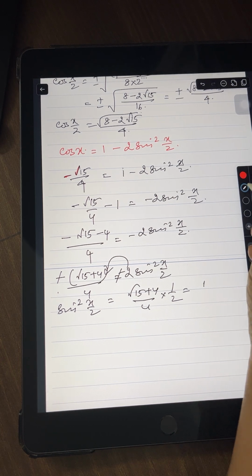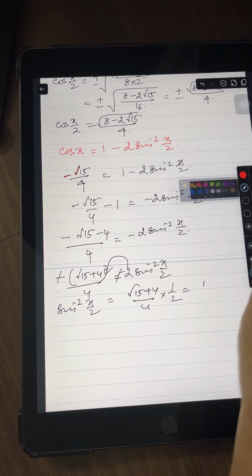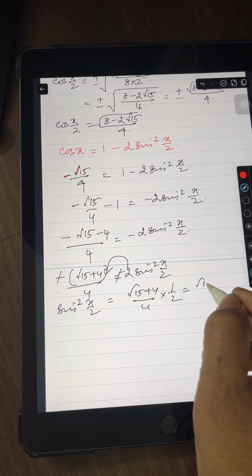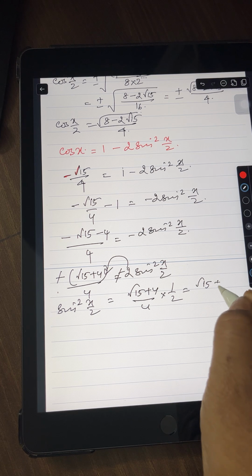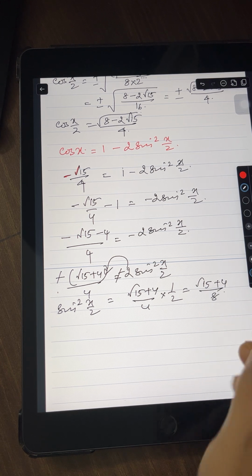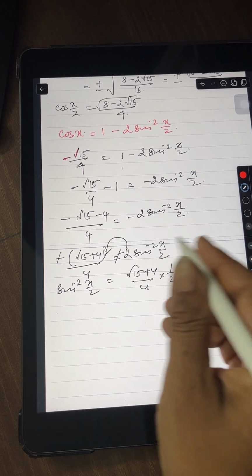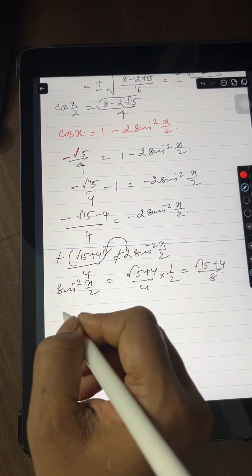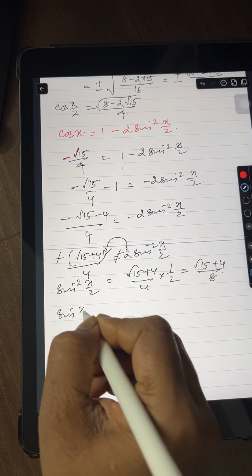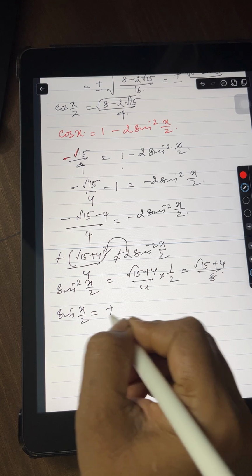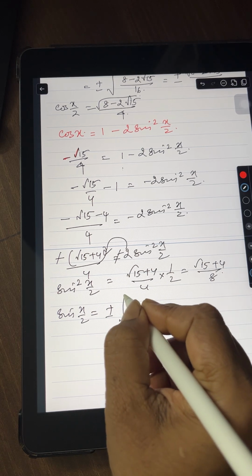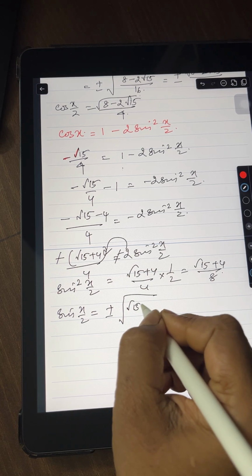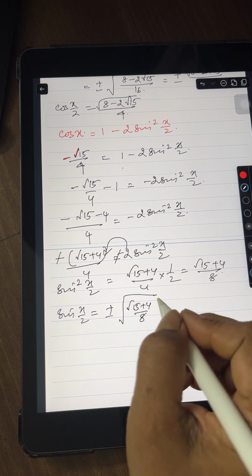which is nothing but root 15 plus 4 by 8. Okay, sine square x by 2. Now sine x by 2 will be plus or minus root of root 15 plus 4 by 8.